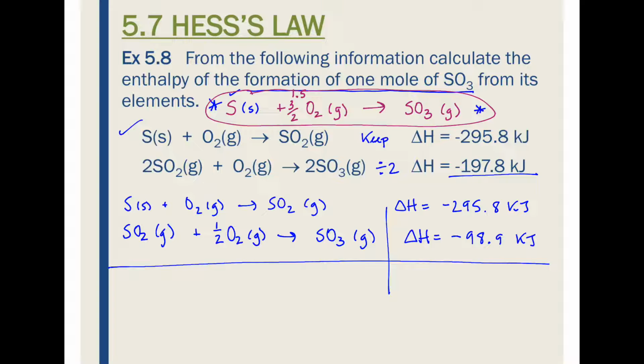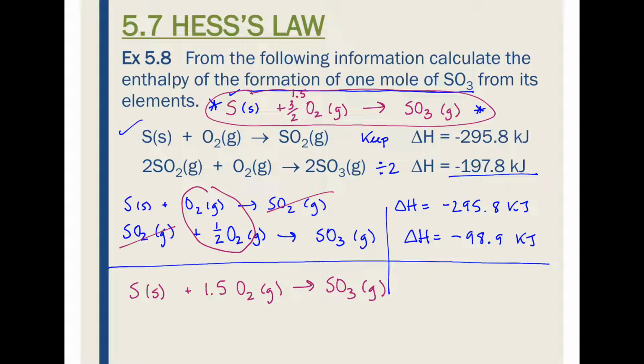So what I'm going to do is cancel things out that show up the same on both sides, kind of like what we did with net ionic equations. So SO2 gas cancels out. I also see that even though these aren't going to cancel, these will add together. So what I'm left with is solid sulfur, 1.5 moles of gaseous oxygen, and on the product side we have 1 mole of SO3 gas. Notice that these 2 are in fact the same.